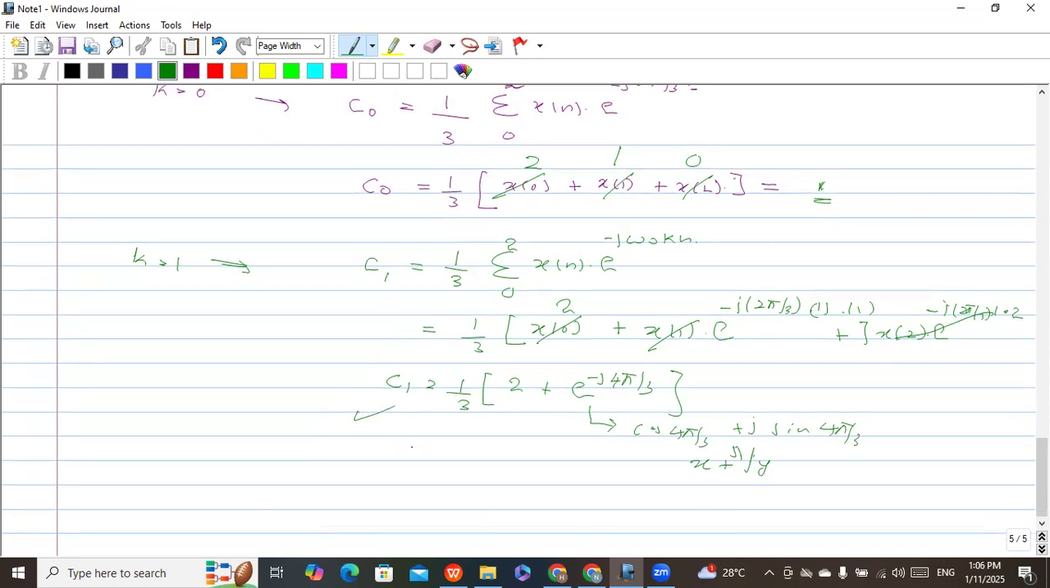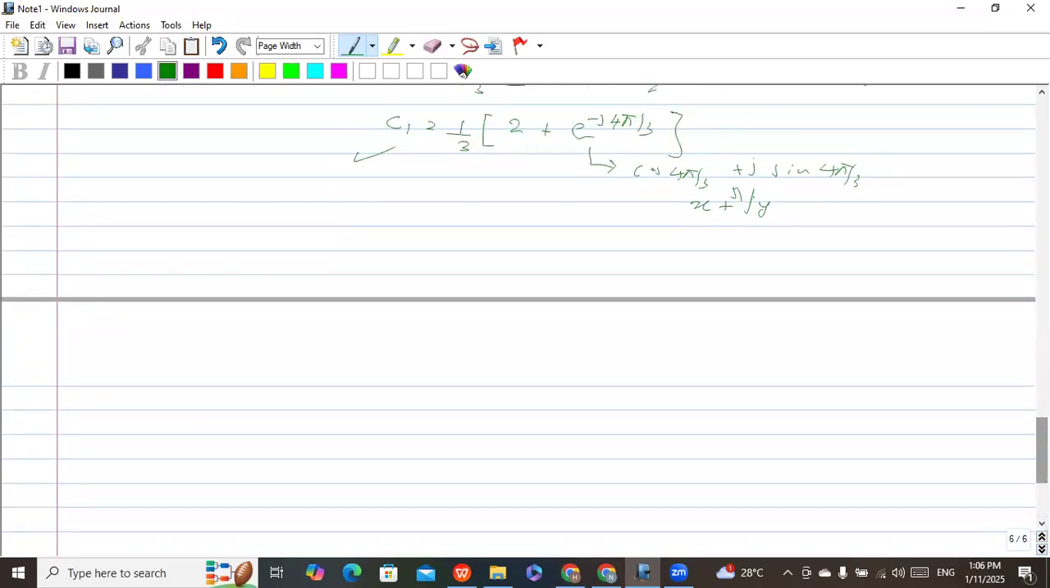Okay, so can you try to find c2? Just try to find c2. I give you 1 minute or 10 minutes, maybe not 10 minutes, 5 minutes. Try to find c2. That means k is equal to 2. So try to find this one.